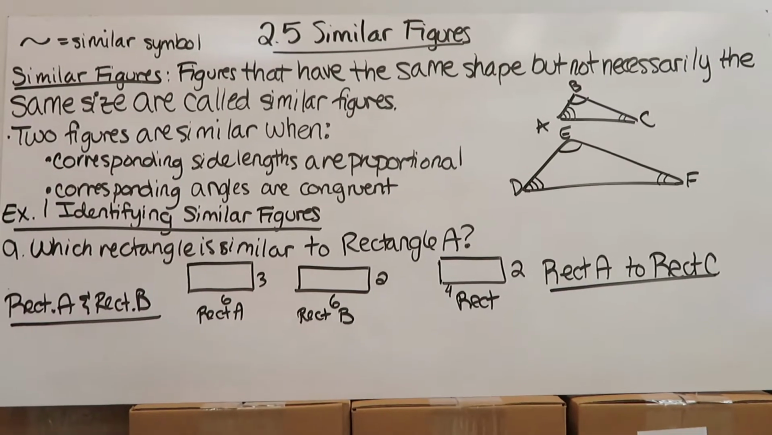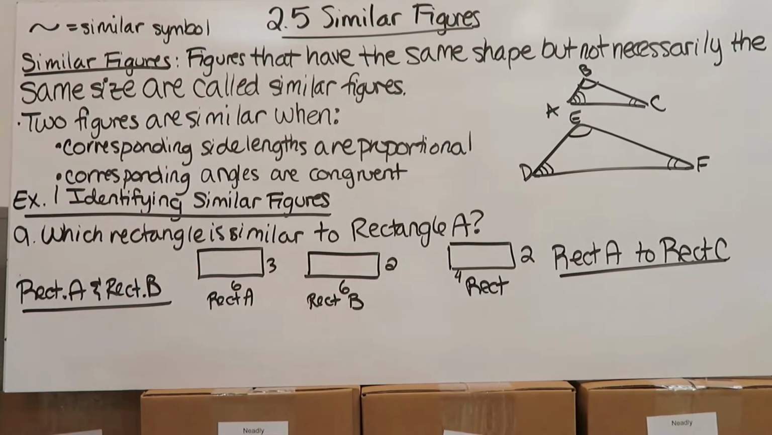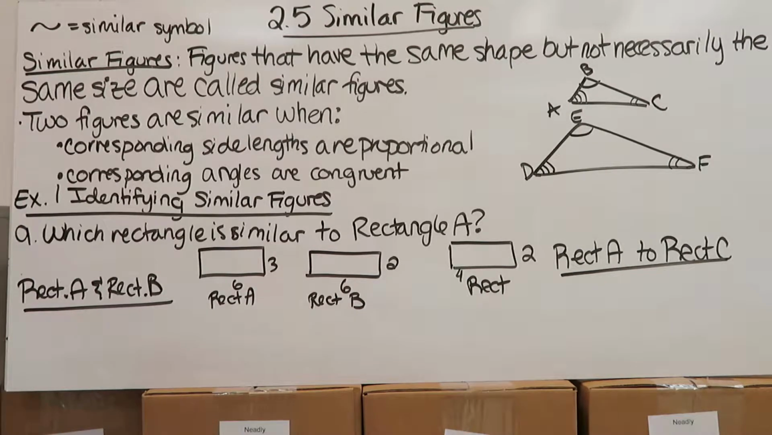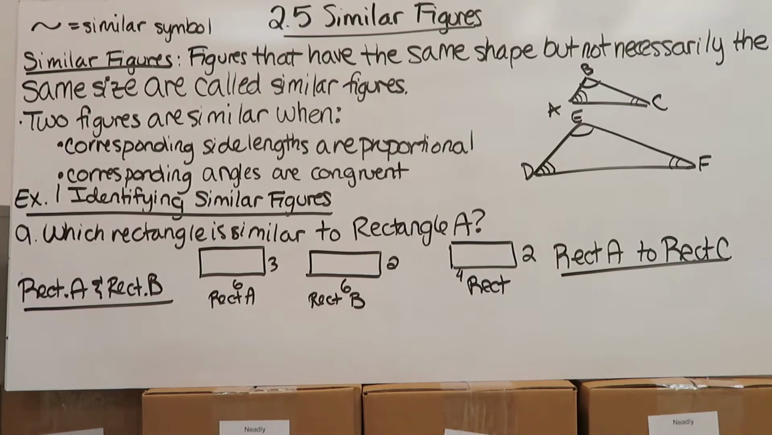All right, similar figures. On the upper left-hand corner of your notes, please add in this little tilde sign. That means that it's the similar symbol. The last time we saw it, it had that symbol above our equal sign, which means congruent. Similar means that figures that have the same shape but not necessarily the same size are similar figures.